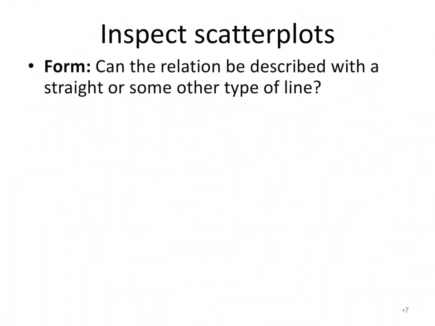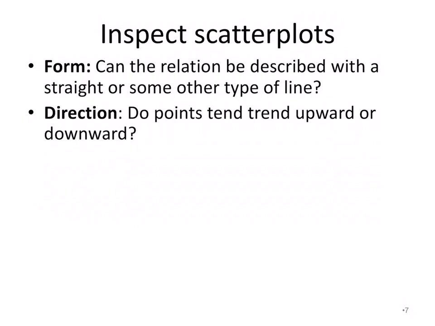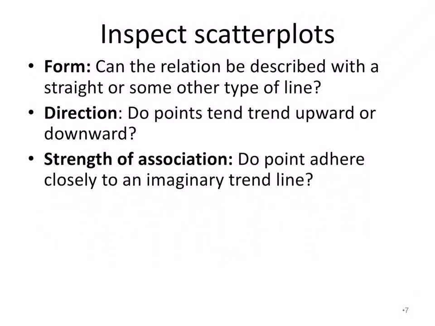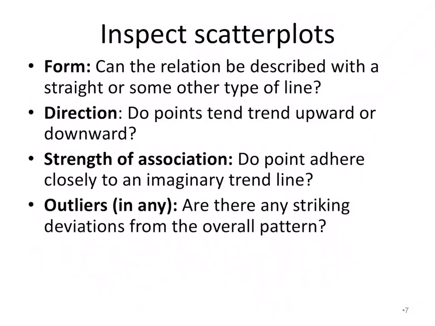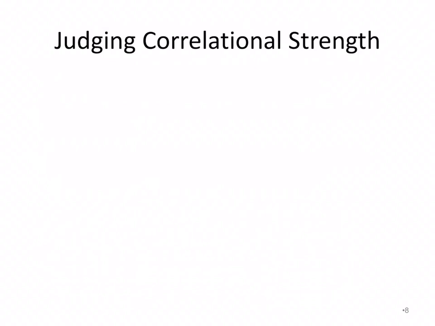Now, when we inspect scatter plots, there are some things we need to think about and look at. One thing is form. Can the relation be described within a straight line or some other type of line? Direction. Do the points tend upward or downward? The strength of association. Do points adhere closely to an imaginary trend line? Outliers. Are there any striking deviations from the overall pattern?